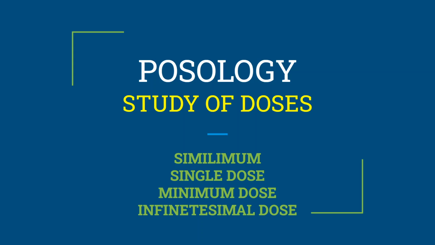Now, what is the study of doses in homeopathy? So, Dr. Hahnemann is giving us the law of similars, law of simplex and law of minimum. Hence, the homeopathic remedy is a similimum. It's a single dose, it's a minimum dose and minimum repetition, and it's an infinitesimal dose.